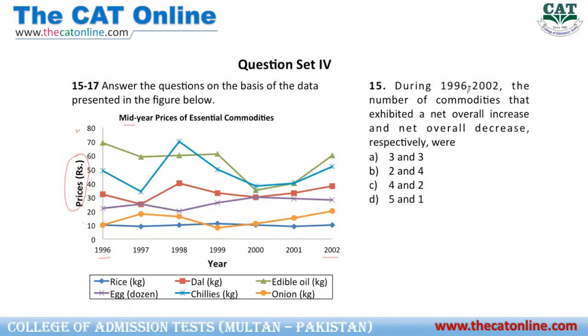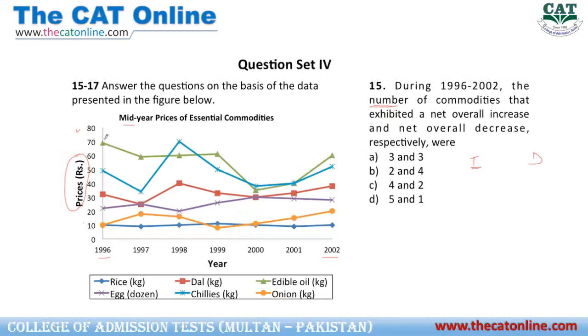During 1996 to 2002, the number of commodities that exhibited a net overall increase and a net overall decrease were respectively. So we have to number the quantities, as in quantify them. So I have formed two columns here, increase and decrease. We'll go from one graph to the other and find out whether there's been an increase or decrease. What I suggest to you is, for this question here, pause this video, find out your own answer, and then look at the solution.